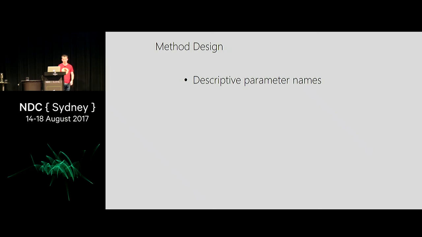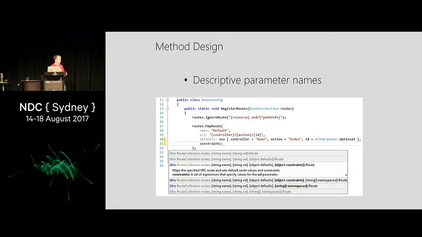Method design. Put some thought into, obviously, the name of the method, but also the name of its parameters. This is important today more than ever. Obviously, you have IntelliSense. We can see down there we've got name, URL, default, constraints showing up in IntelliSense. But now with named arguments in C#, they also show up in our code. Renaming a parameter name has always been a bit of a breaking change because of reflection. Now it's a real breaking change because you can have these named arguments.